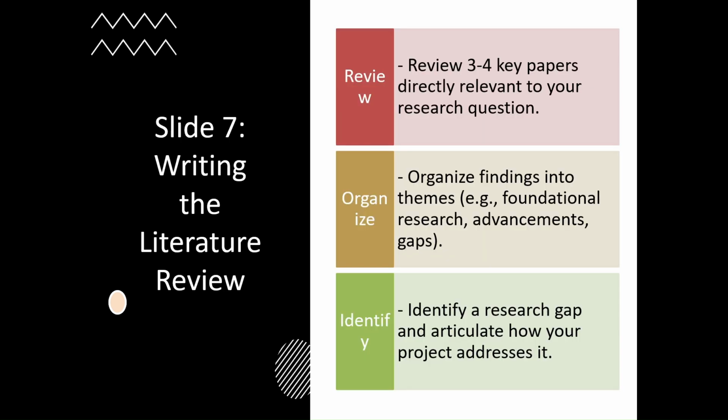Step 6. Writing the literature review. Review 3 to 4 key papers directly relevant to your research question. Organize findings into themes, e.g., foundational research, advancements, gaps. Identify a research gap and articulate how your project addresses it.